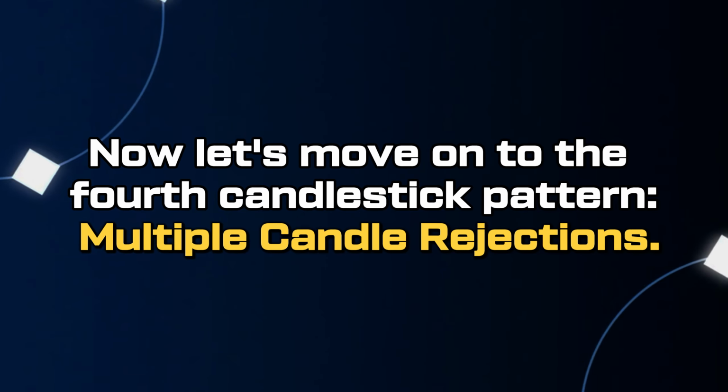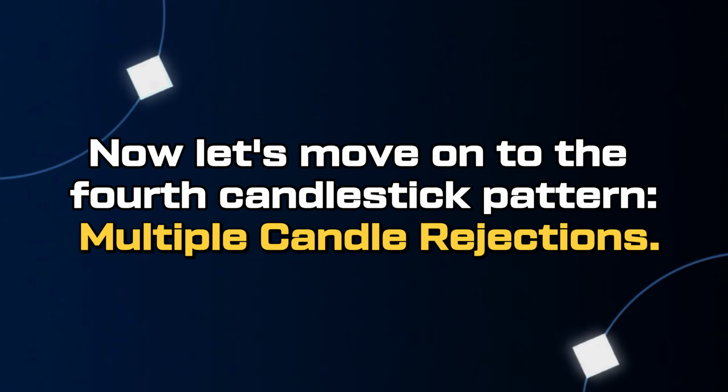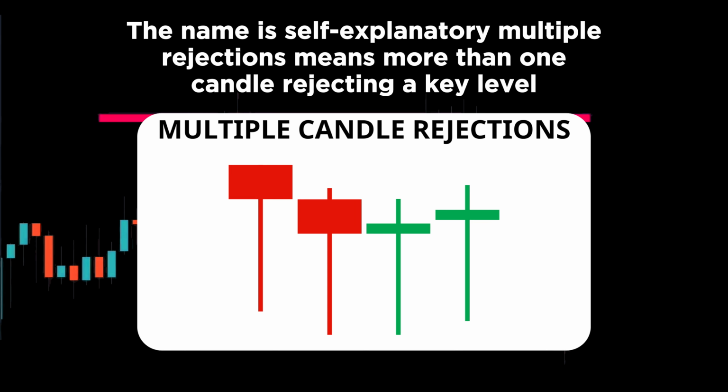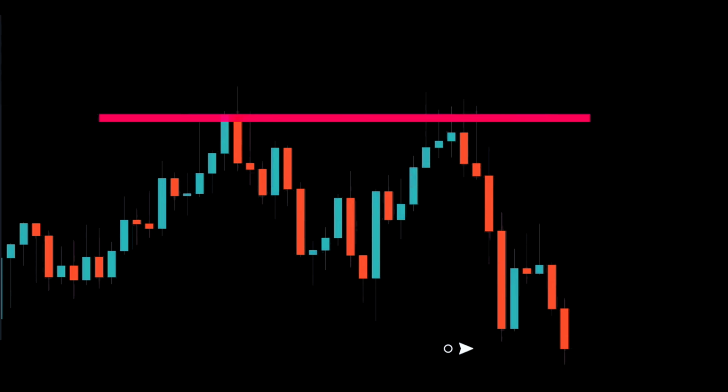Now let's move on to the fourth candlestick pattern, multiple candle rejections. The name is self-explanatory. Multiple rejections means more than one candle rejecting a key level. So again, we look left and notice price came up, hit, and reversed drastically, giving us a level of key resistance. Later, price comes back to test the same level again. This time, we can see several candles with long upper wicks. Each candle tried to push higher, but sellers stepped in and forced the price back down. In this example, there are 5 rejection candles in total.